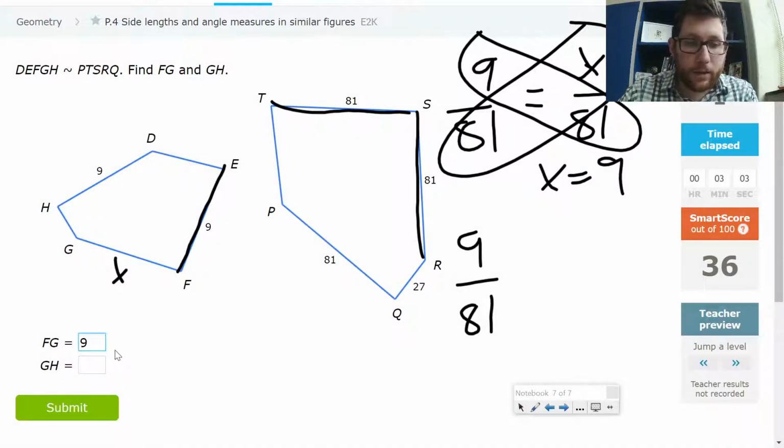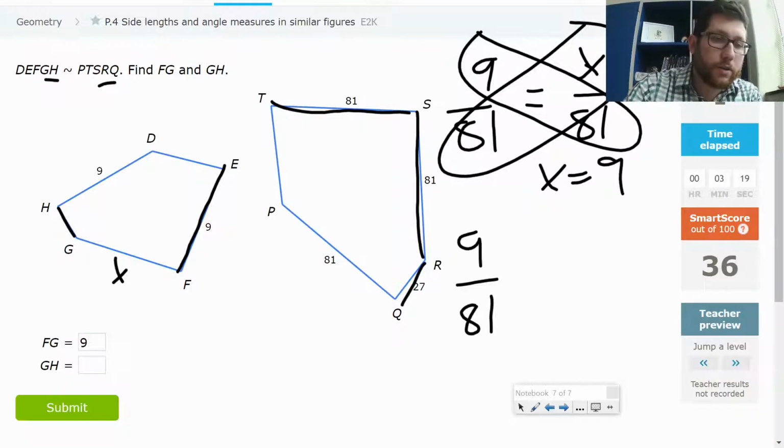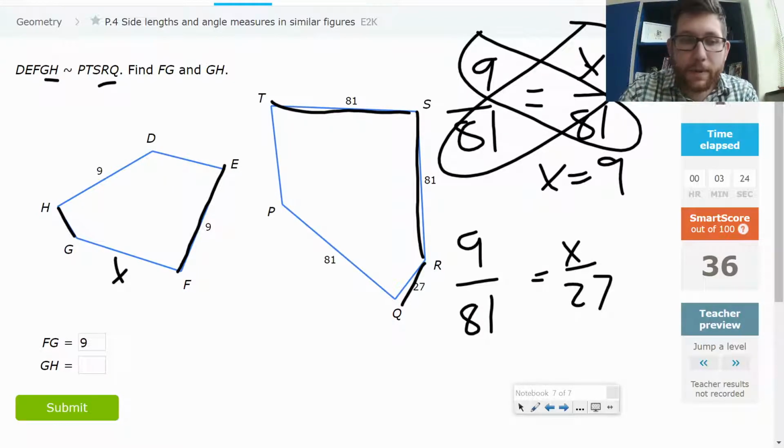All right. Let's look at the next one here. So I get 9/81. I'm going to keep that the same. We're going to use it with GH now. Now let's look at where GH is. Here's GH, and it matches QR. And again, you can always check your letters up here. So I've got that equal to X over 27. Now the X doesn't always go on top. It just happens that in this case the left ones both times were the sides I was solving for. Always go left to right, even with your variables. If the variable's on the right side, then you're going to do some number over your variable.